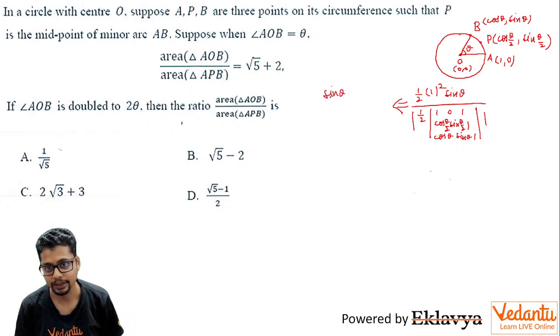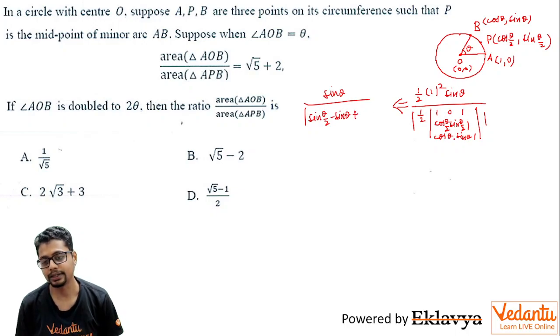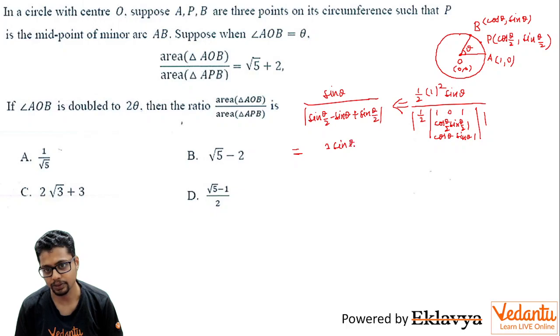And you get sin theta divided by mod of sin theta by 2 minus sin theta plus cos theta by 2 sin theta minus sin theta by 2 cos theta. Now sin A cos B minus cos A sin B is sin of A minus B, so sin of theta minus theta by 2, so it is sin theta by 2. So this essentially is 2 sin theta by 2 cos theta by 2 divided by 2 sin theta by 2, and if you take common in the denominator, you get 1 minus cos theta by 2.